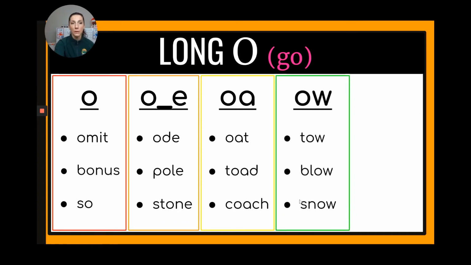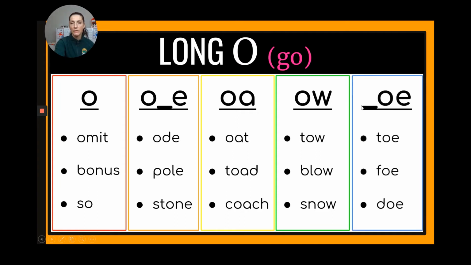Then we have OW. Now, OW doesn't always sound like the long O sound, but it can and it often does. So when you have a word like cow, cow is C-O-W. The O-W in cow does not sound like the long O. It's not a co, right? It's a cow. But usually the O-W sounds like an O. So in this one, we have tow, T-O-W, and this tow is like a tow truck. It means to pull. Below and snow. Okay, they each have the O-W at the end, and they all sound like O.